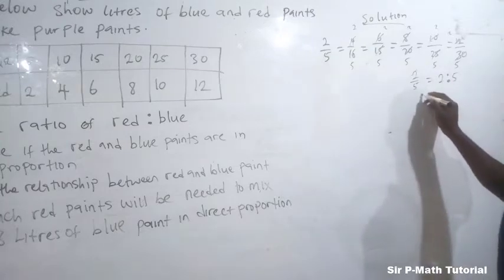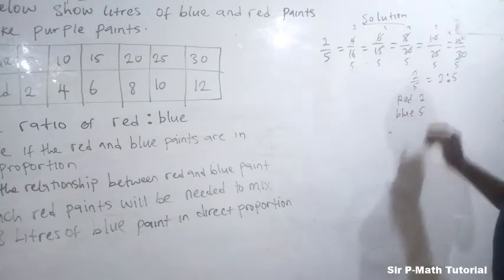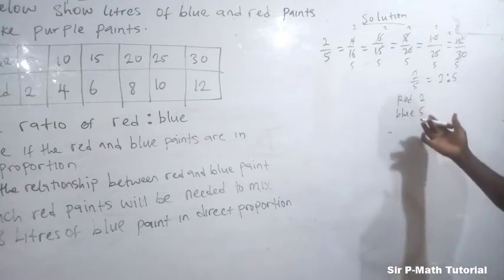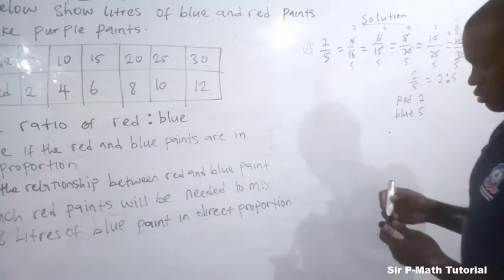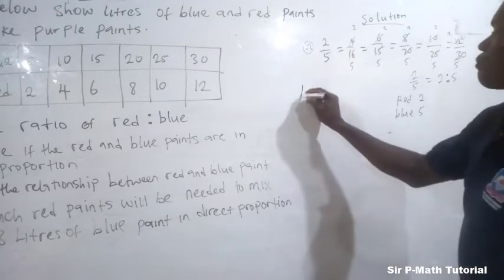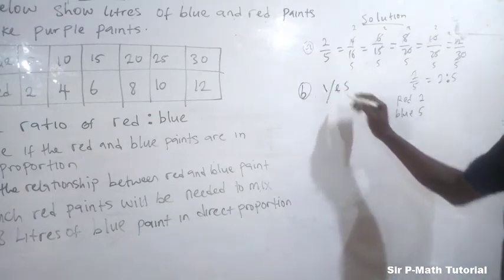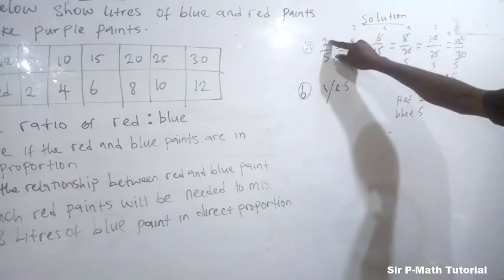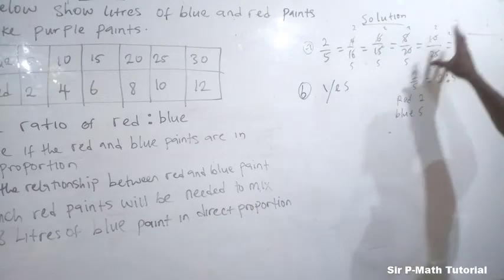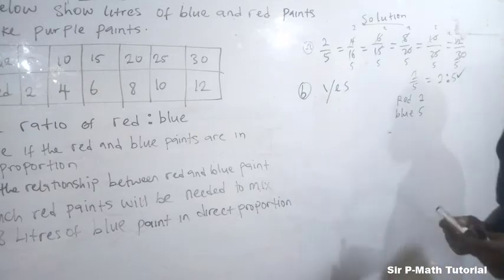So for every 2 red, I'll have 5 blues. So this is the ratio. I've just found the ratio. Then B says determine if the red and blue are in direct proportion. I will answer yes. Reason, because they have the same ratio. The ratio of red to blue, red to blue, red to blue are all equal, summing to 2:5. Therefore, it is a direct proportion.